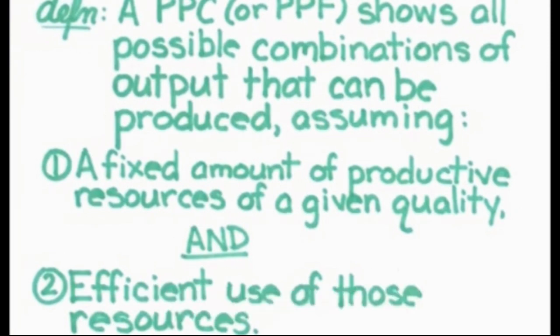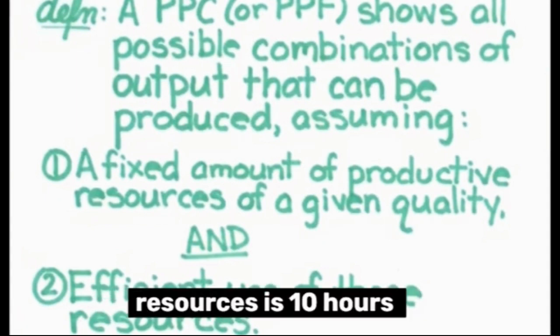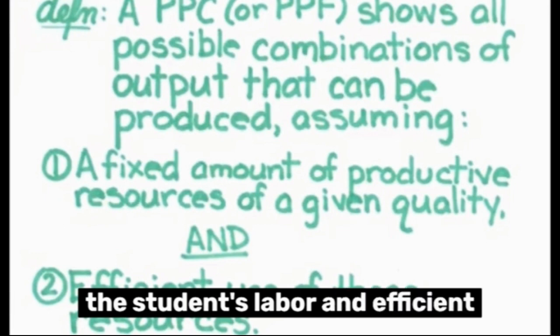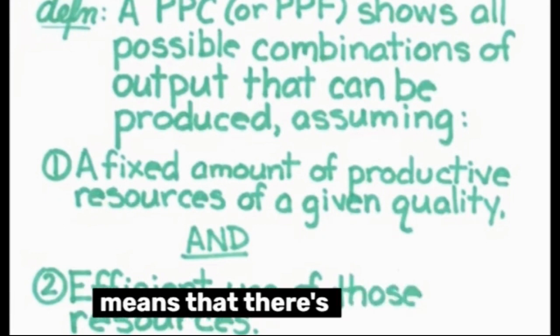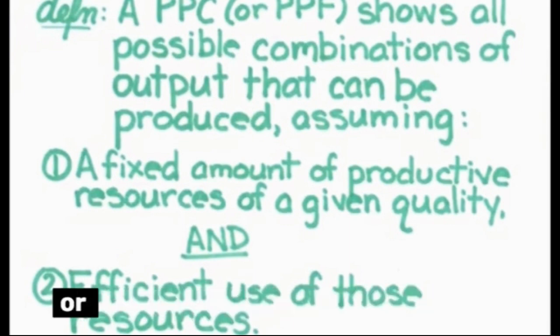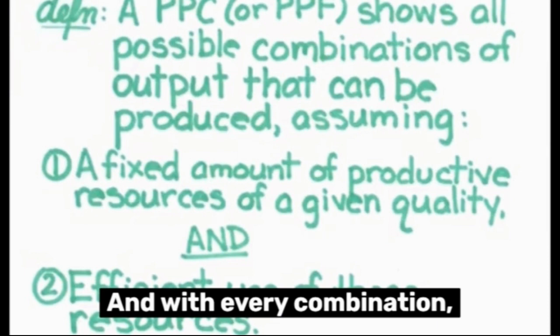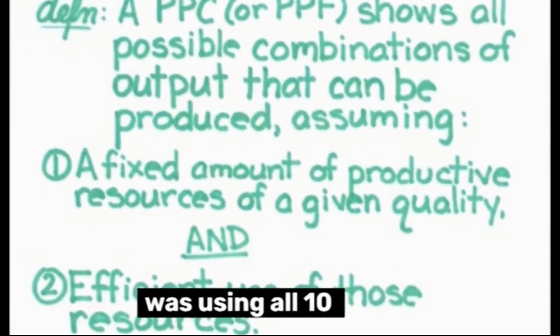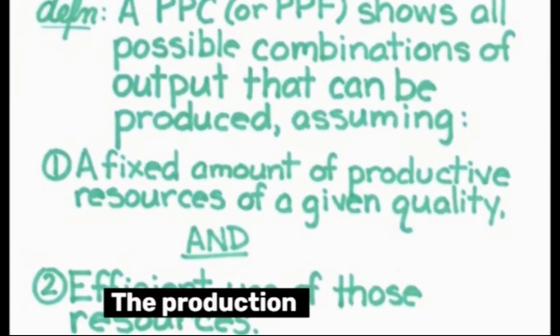Well, did we do all this stuff? Yeah, we looked at all possible combinations of output by examining all possible combinations of grades that were being produced. Fixed amount of productive resources is 10 hours of the student's labor, and efficient use of the resources, well, by definition, efficiency means that there's no unused or wasted or unemployed resources, and with every combination we made sure that the student was using all 10 hours, so there's no unused study time.